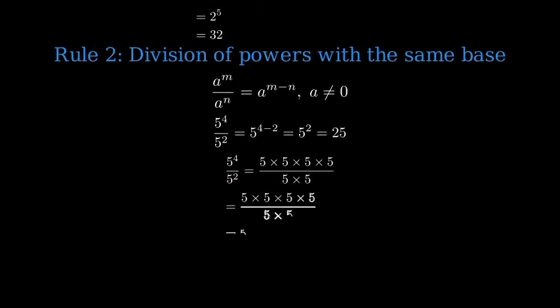Let's see why this works. 5 to the power of 4 means 5 multiplied by itself 4 times. When we divide by 5 squared, we're removing 2 factors of 5, leaving us with 5 squared.